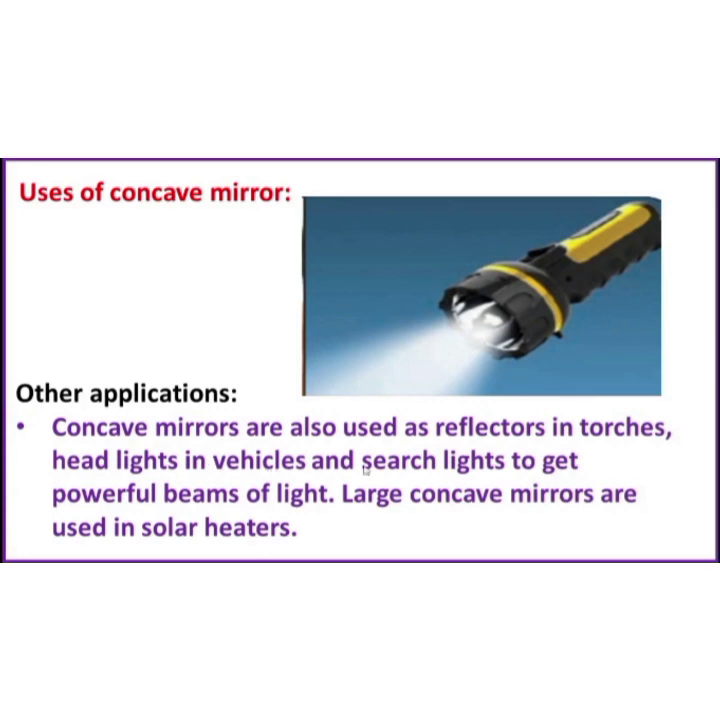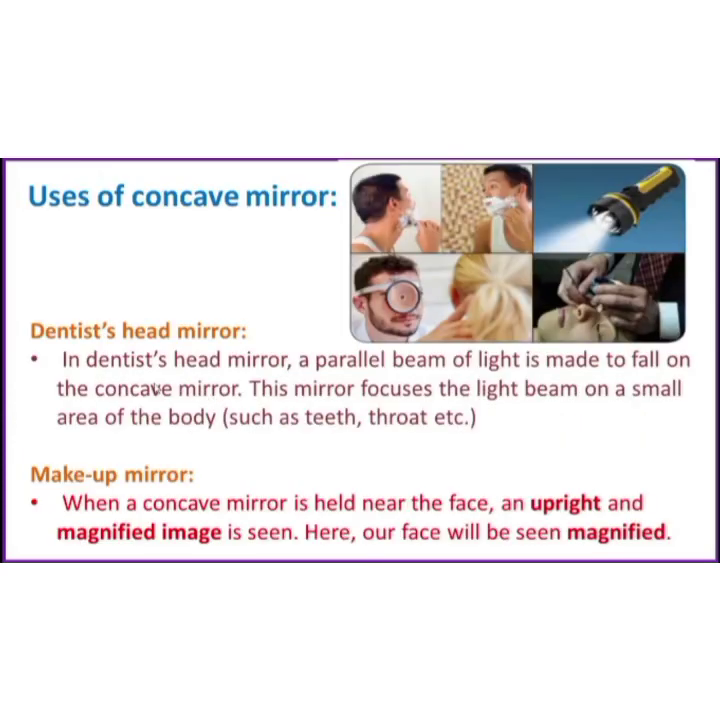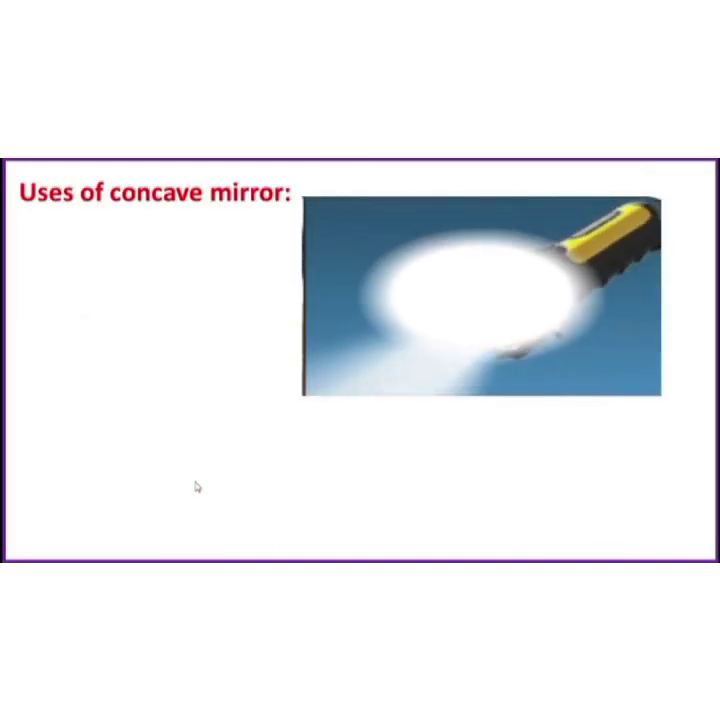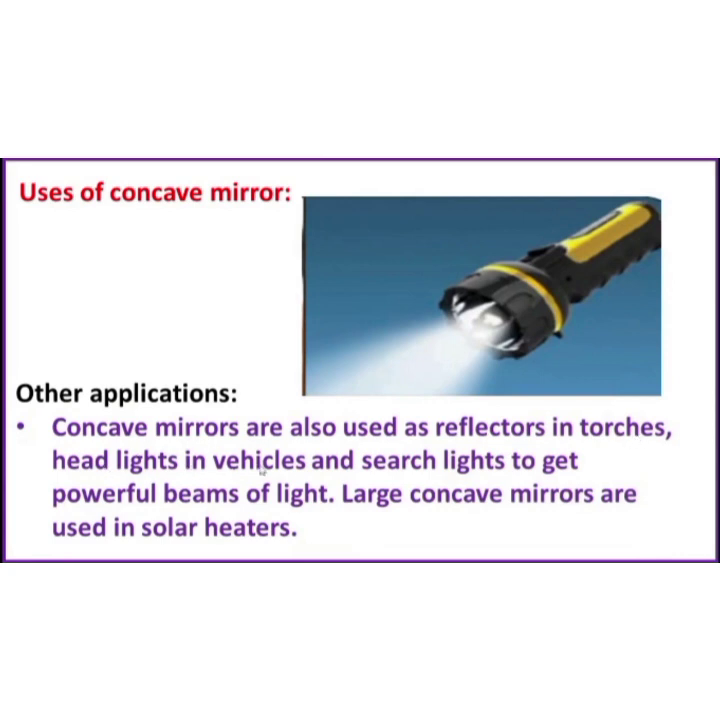And headlights in vehicles and searchlights to get a powerful beam of light. Large concave mirrors are used in solar heaters. A solar heater makes direct use of solar energy. So what are the uses? Dentist head mirror, then makeup mirror, then reflectors in torches, headlights in vehicles and searchlights to get powerful beams of light with the help of an inwardly curved surface. The reflecting surface is inwardly curved for concave mirrors. And large concave mirrors are used in solar heaters to focus the sunlight.